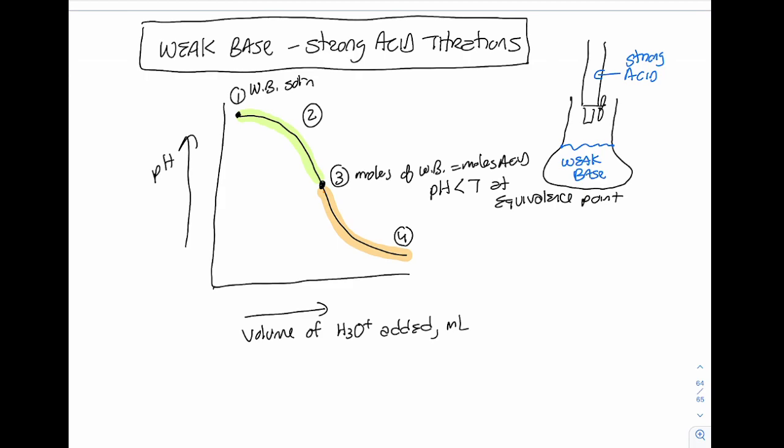In between number 1 and number 2, it's going to be a buffer solution. And then everything after my equivalence point is going to be excess strong acid. Right? We've neutralized all of my weak base at the equivalence point, and then we kept adding strong acid to it. So it's going to be excess strong acid after that equivalence point.